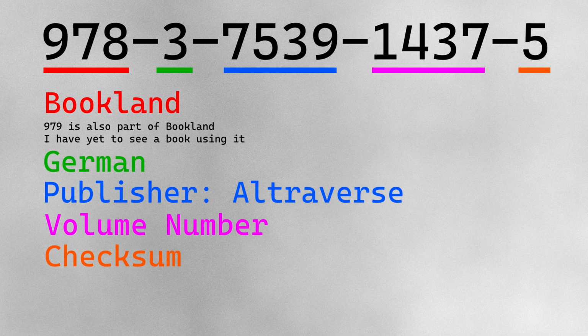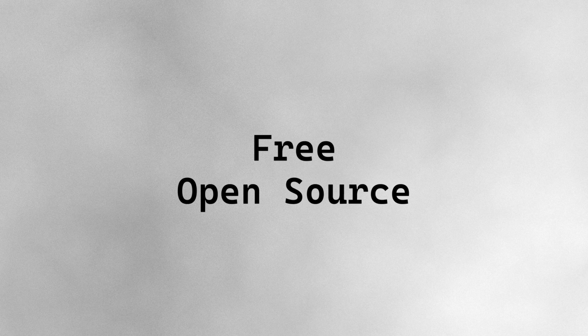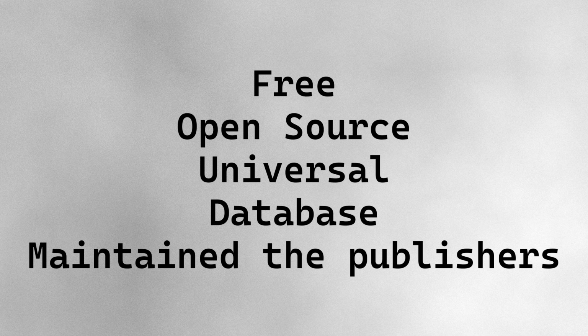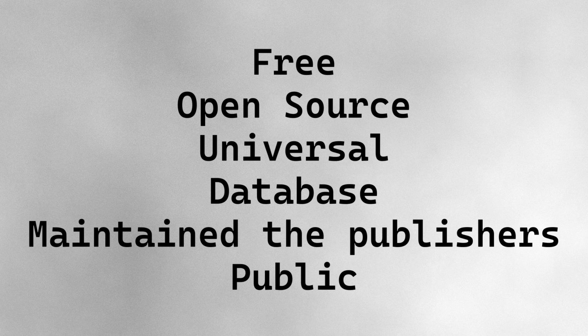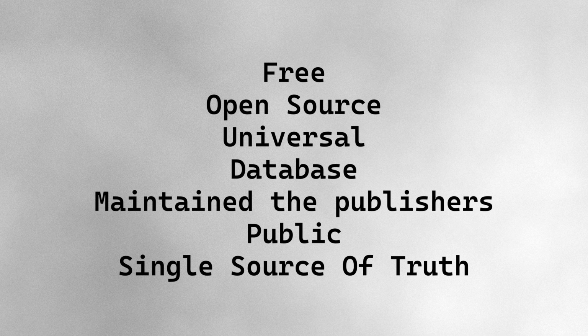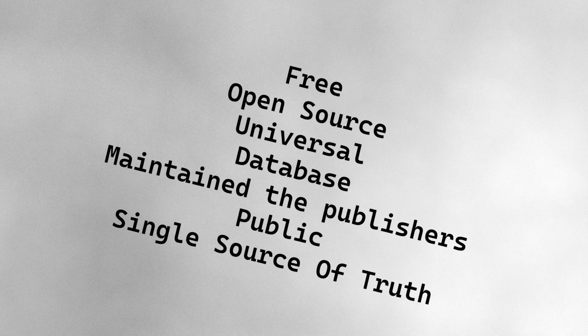So just by looking at a barcode, what have we learned about a book? It's German and published by Ultraverse. That's not much, and it's not even close to all the metadata we'd like to gain. But it's easy. Since it's a system used by nearly the whole world, we can just look into the free, open source, universal database, which all the publishers maintain with their own releases to allow the public to easily look them up and have a single source of truth. This approach only comes with one small issue. No such database exists. Nowhere.